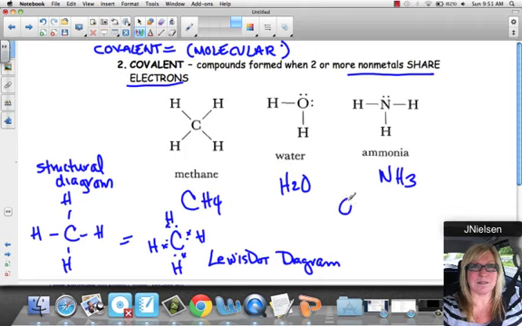Water has got 6 valence electrons. There they are. H comes in here with 1. H comes in here with 1. And then we just replace these bond lines. And these are 2 non-bonded pairs of electrons. There's nothing else there. Ammonia, nitrogen's got 5. 1, 2, 3, 4, 5. H came in here with 1. H came in here with 1. And H came in here with 1.